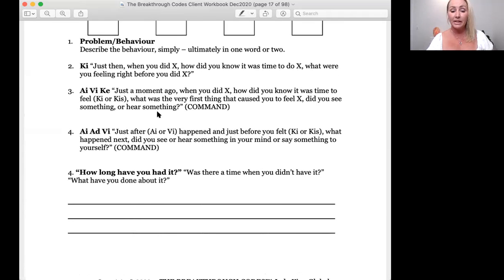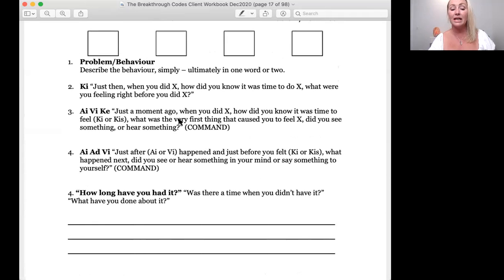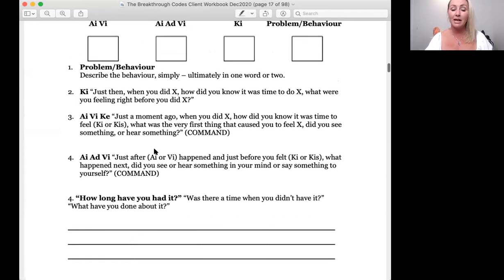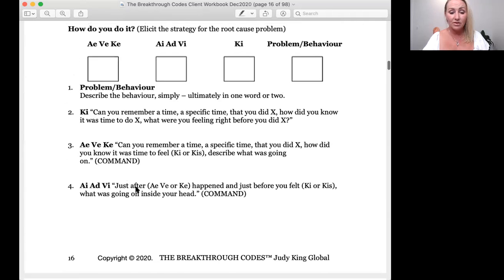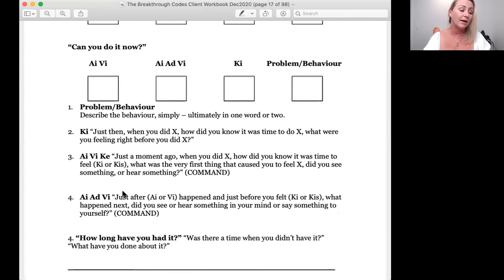Here I've changed it a little bit. So what was the very first thing that caused you to feel? Did you see something or hear something? It could be that they felt something as well, so you could add that in. But generally, if they're doing it right now, anything's possible, but generally it's going to be hear or see something when they're just creating it in the now, inside their head. And here it is: did you see or hear something in your mind or say something to yourself? That's because we're eliciting the strategy of now. So that's why the script is slightly different there.